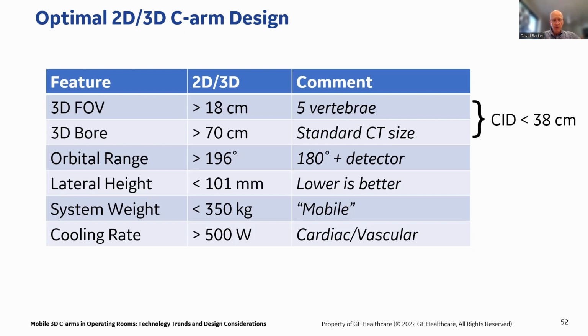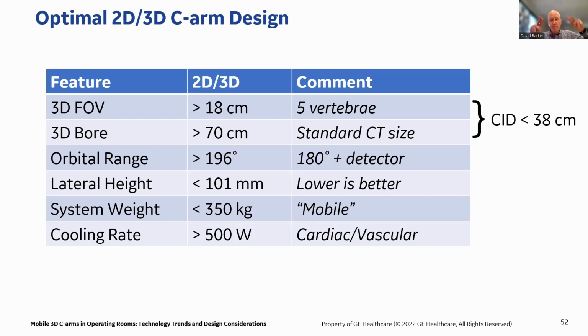Again, the orbital range you're going to want has to be at least 196 degrees. More is always going to be better. A lateral height for most people in the world needs to be about 1 meter. If you can get it lower, that would even be better. It's pretty hard to get the whole system to do anything lower than that, and as it gets higher than that, it starts to be a compromise for the workflow in the room.